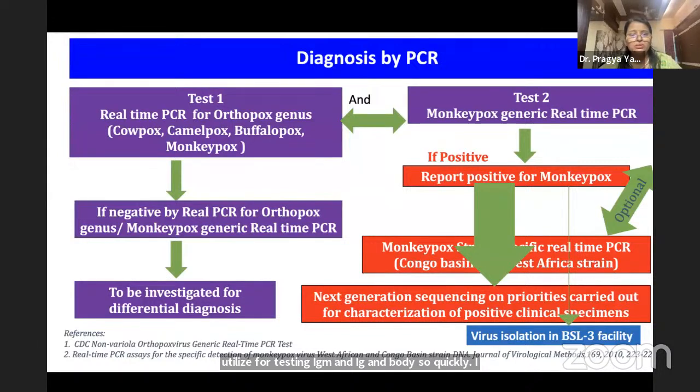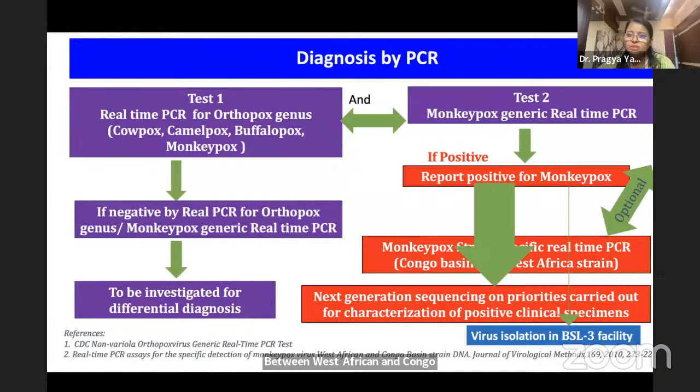The first test is to do the real-time PCR for the orthopox genus, which means that if there is any virus, either cowpox, camelpox, buffalopox, or monkeypox, present in the sample, it will be highlighted when you do the PCR, and you can get positivity. But if it turns completely negative, it means there is a very low probability that it is a pox genus virus. If it turns positive, then you can do the monkeypox generic test, which will highlight if it is positive. And if it turns positive, then you can do another real-time PCR, which can differentiate between West African and Congo basin.